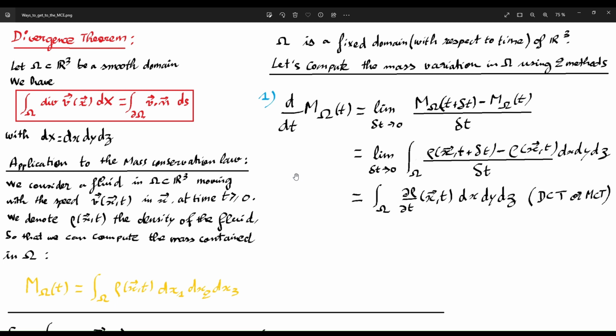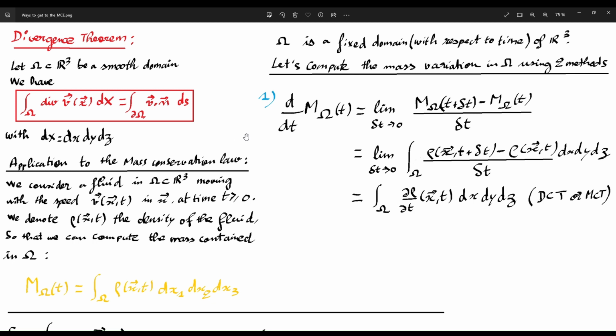In today's video, I'm going to show you a way to get the mass conservation equation. Let's begin with the divergence theorem. Let omega included in R3 be a smooth domain. We have the integral of div v on the domain is equal to the integral of the scalar product of v and n on the boundary of our domain, with n a unit normal vector.